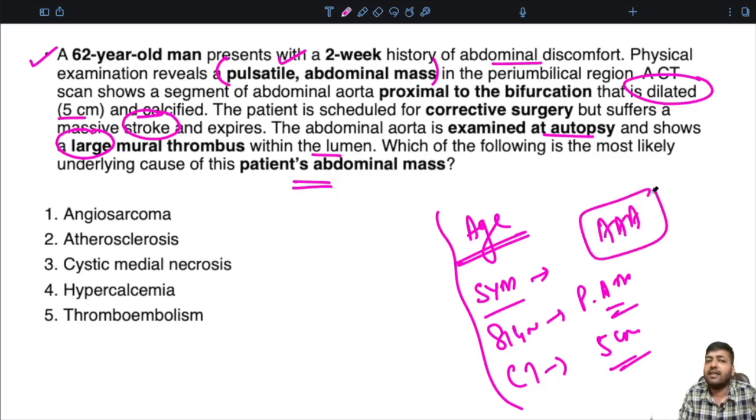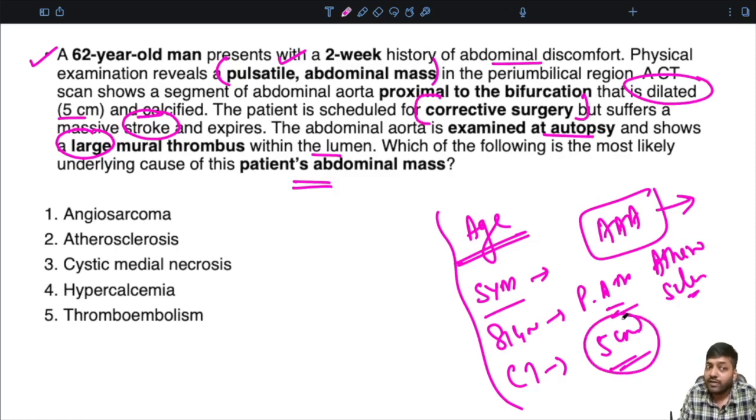So the diagnosis is abdominal aortic aneurysm, but over here in the options you don't see this. So you have to see the most common cause of abdominal aortic aneurysm, which is atherosclerosis. Now the abdominal aorta is examined at autopsy. The patient is scheduled for surgery because, as I told you, if it is 5 centimeters or more, then you have to go for surgery.